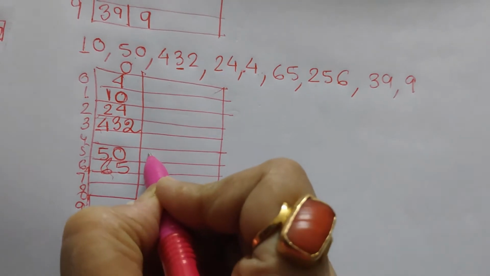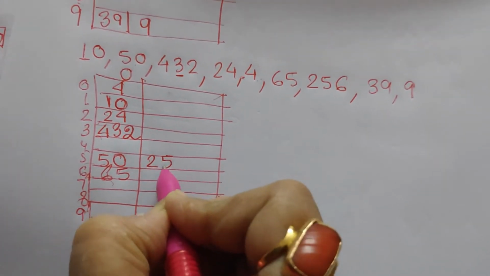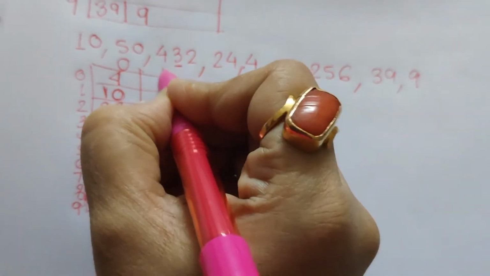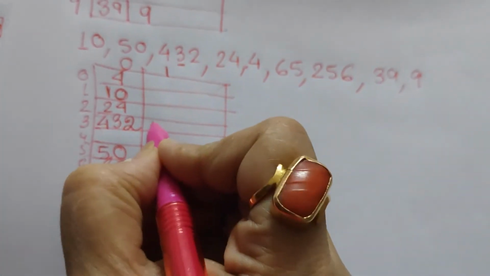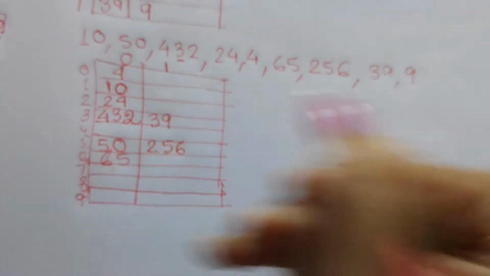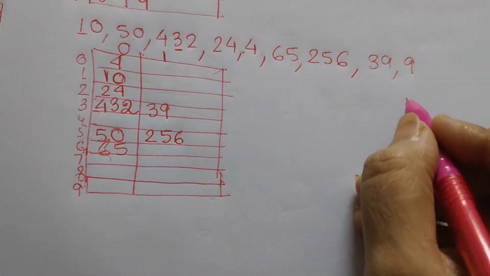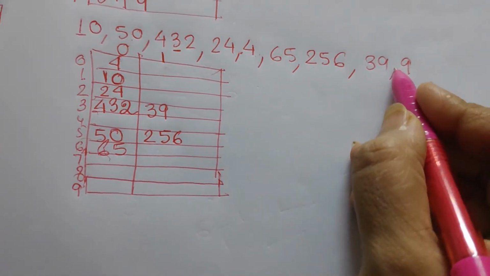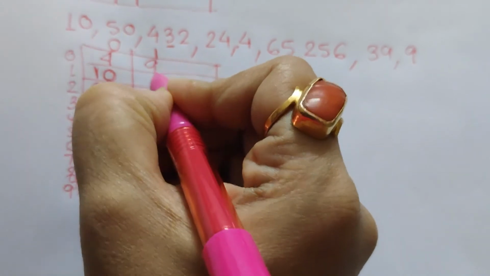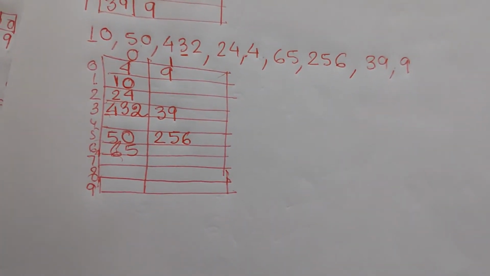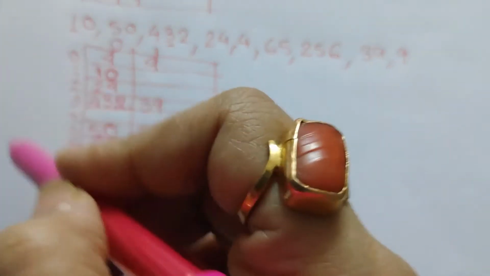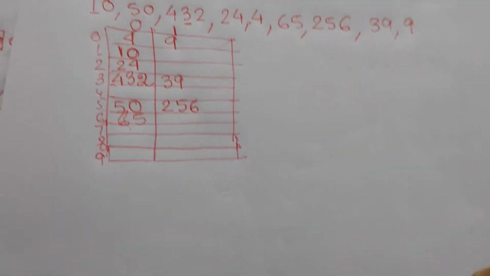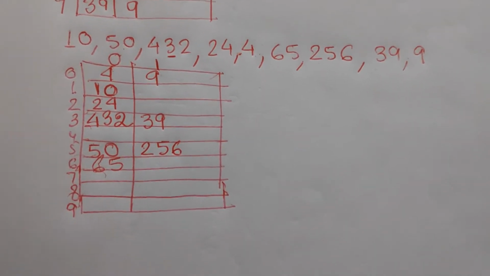256 will become the second number in the row of 5. Correct? 39 will become the second number in the row number 3. 9 again has no tens place digit, so 9 will become the second number in the 0th row. Correct? So after the second pass, this is how the two-dimensional array will be arranged.